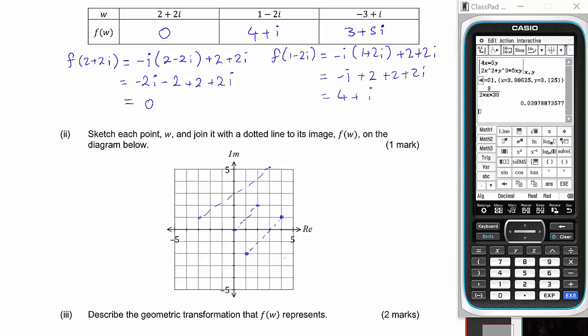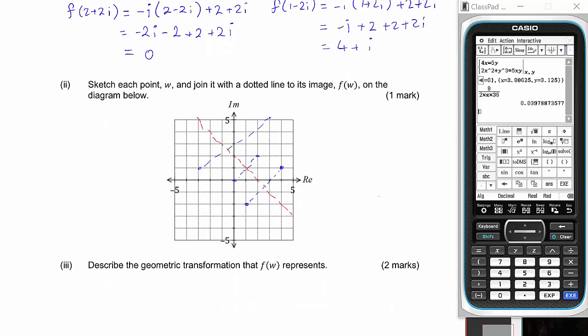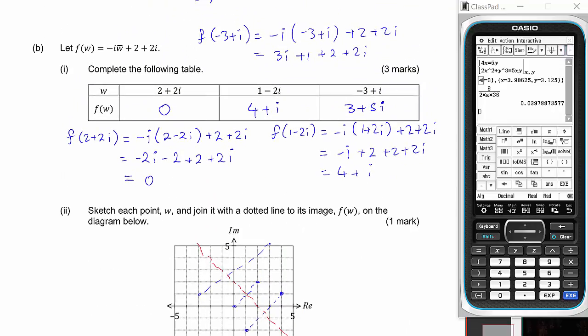Now that's suggestive of some sort of reflection. It seems to me the mirror line would be like that. So in the last part, when we're asked a geometric transformation, it's starting to make me think whether I've got one of those correct actually, because that one's not quite going through the midpoint, is it? Let's just check that one. That was this last one. Negative 3, 1.